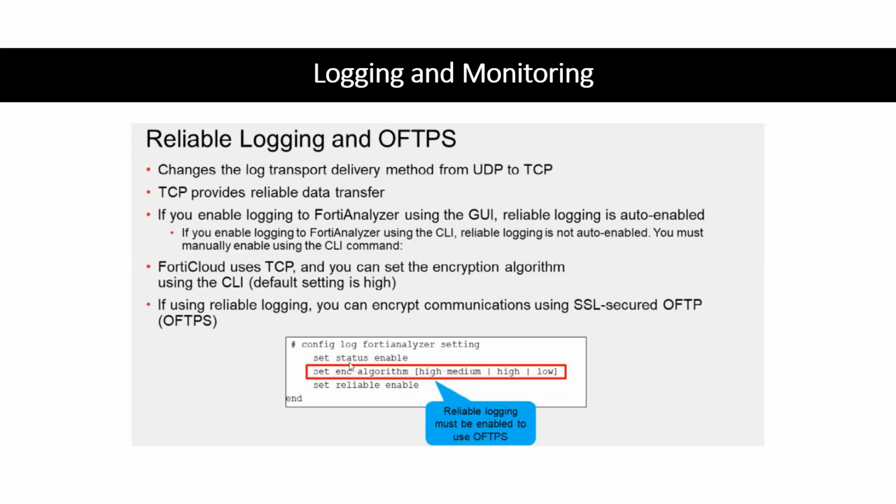All right. So here's a little bit more on reliable logging. And again, I'm talking about logging in detail because you will get a lot of questions about this. Whenever an engineer decides to configure reliable logging, like I told you in the previous slide, instead of using the default UDP, it's now going to switch to TCP. What does TCP do? It's going to give us that reliable data transfer.